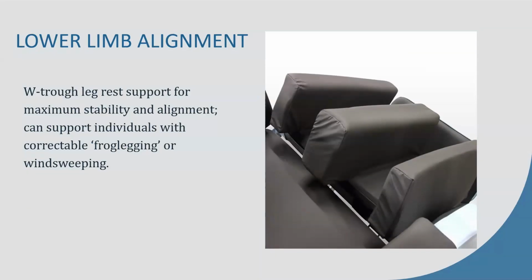Sometimes a tailored solution, like a W trough leg support, can support that alignment, especially for individuals who have that frog legging, it's a technical term, where we get that splaying, or even the wind sweeping, where it is correctable to bring them back to that midline. Again, assessment is important to understand what we can fix, what's fixed, or what we can correct.